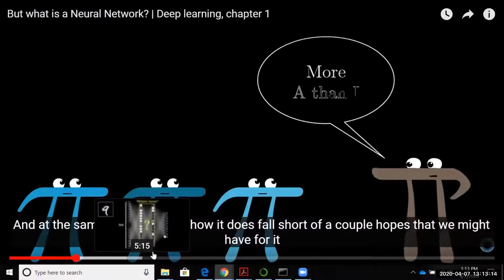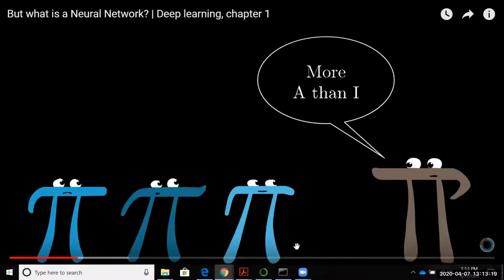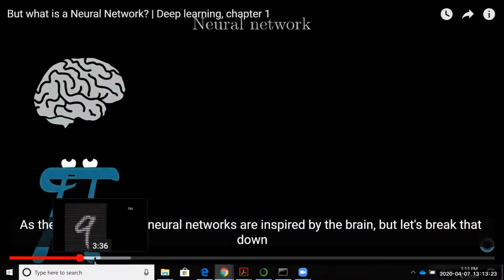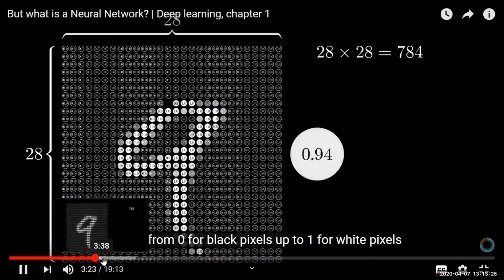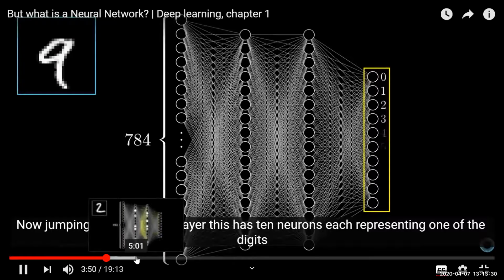And at the same time, you'll see how it does fall short of a couple hopes that we might have for it. As the name suggests, neural networks are inspired by the brain, but let's break that down. What a 1 for white pixels, each representing one of the digits.